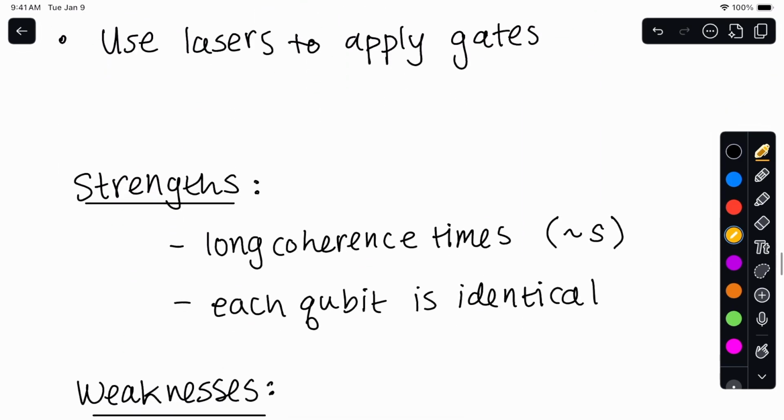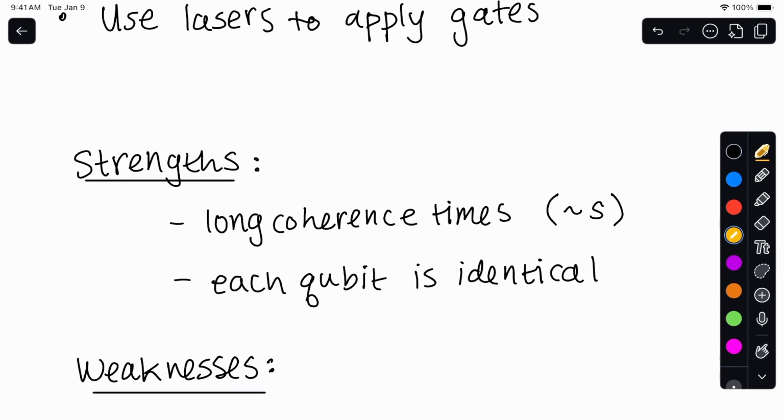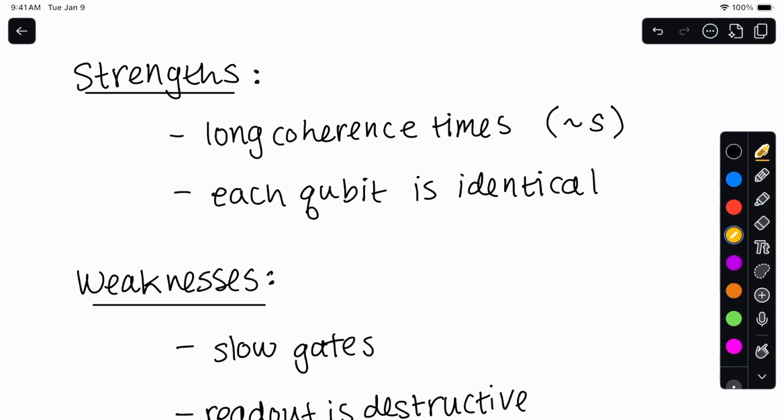Some strengths of the neutral atom platform. One is that they have pretty long coherence times, on the order of seconds. This is because the transitions in the atom, the two energy levels, are pretty well uncoupled from the environment. And so if you put an electron into that well-protected transition, it's generally not going to decay out of those two levels. The other nice thing is that every qubit is identical. Atoms are made by nature and each one is the same. This is not true, for instance, with superconducting qubits.